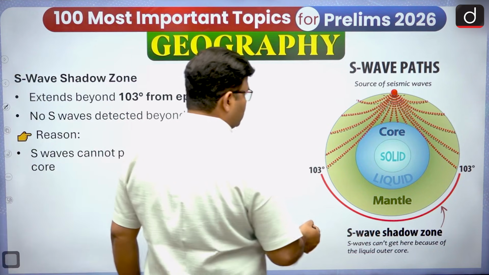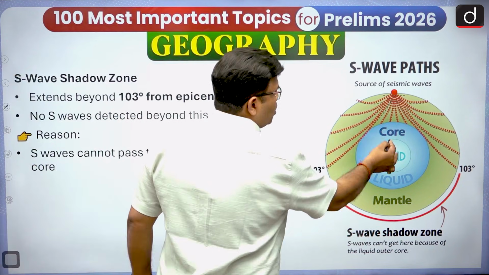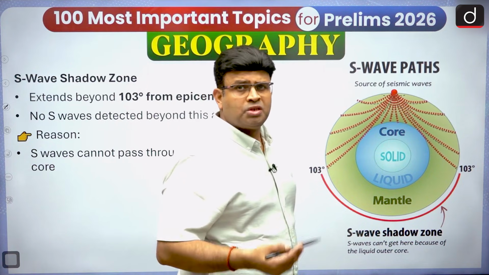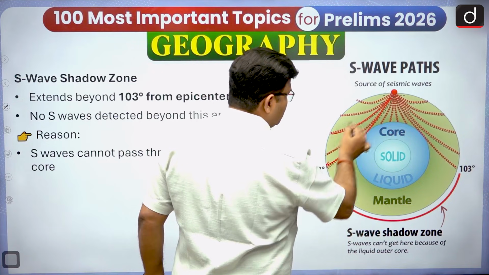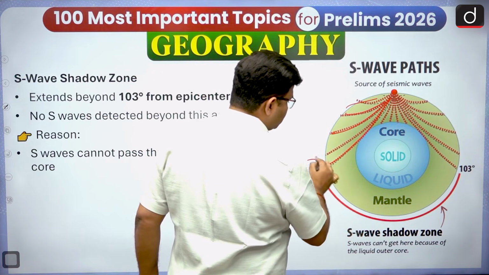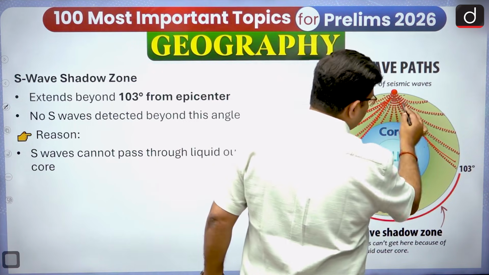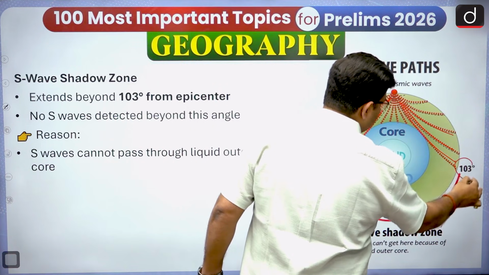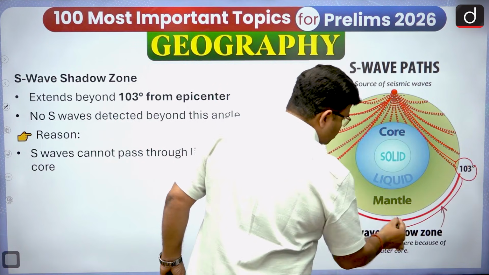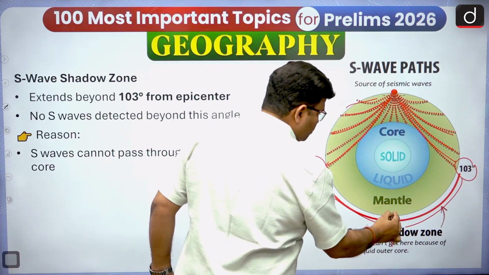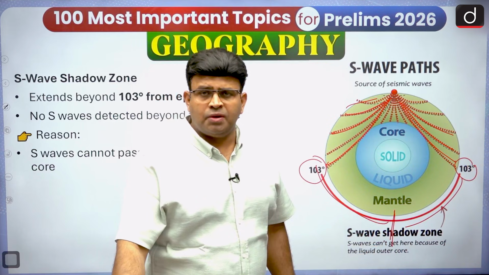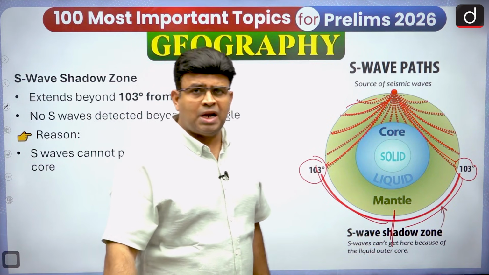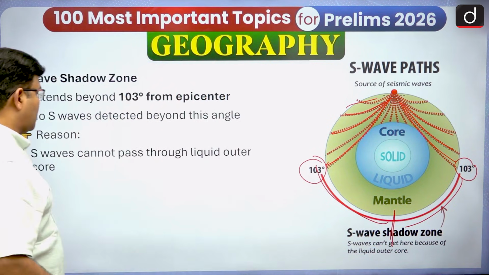Already all of you know that S waves cannot enter into the outer core because it is liquid. So when they keep on refracting, they are able to reach up to 103 degrees. So 103 to 180 degrees is considered the S wave shadow zone. Because of that, in this region, S waves cannot reach.